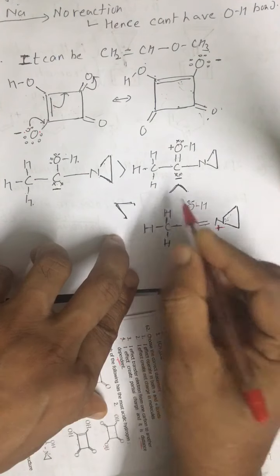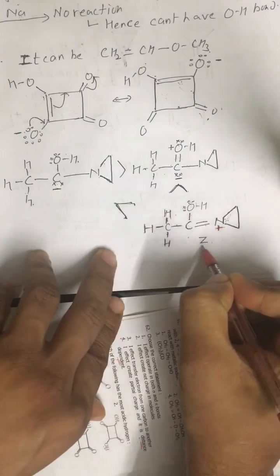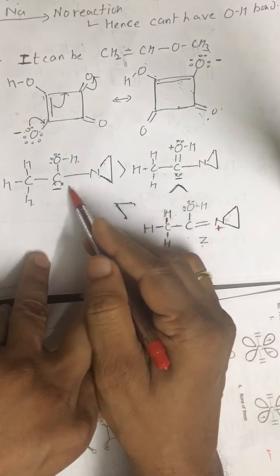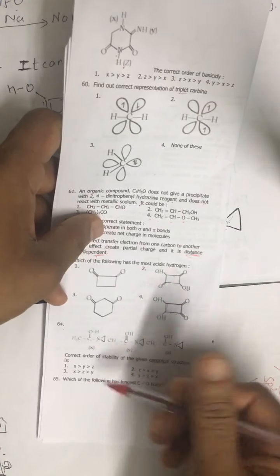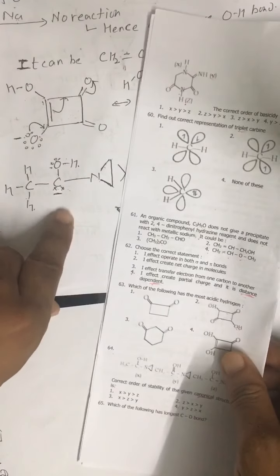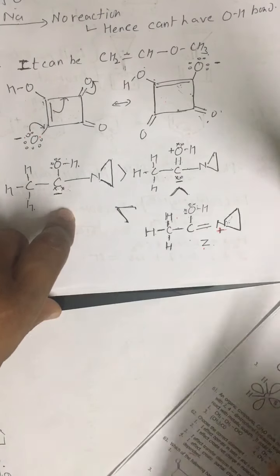All right, now look at this structure. This is more stable than this one, which means Z is most stable. Then we are saying this one, that is Z, and then it is the X structure, CH2 negative. All right, then the X structure.